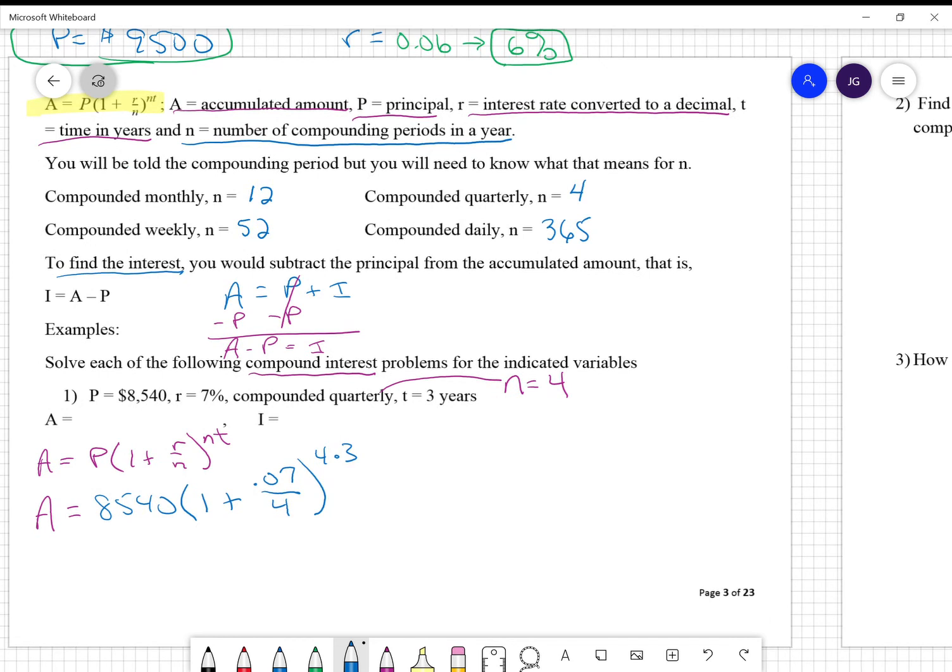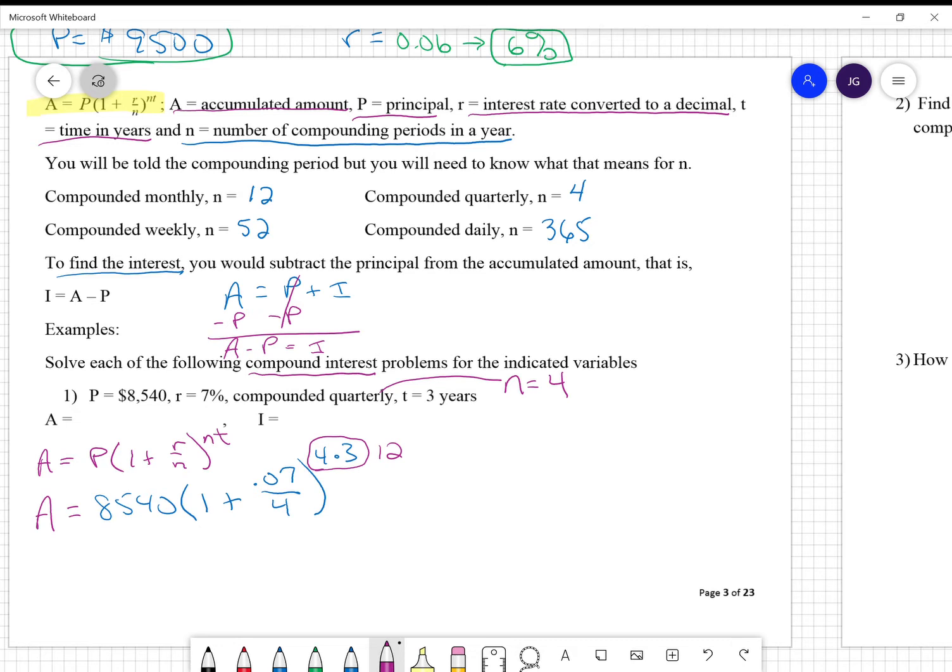If you don't know how to punch this in your calculator all at the same time, don't round intermediary steps. Otherwise, your A is going to be wrong. Okay? So doing this multiplication will make it easier to punch into your calculator.